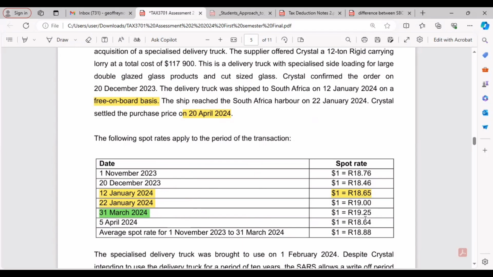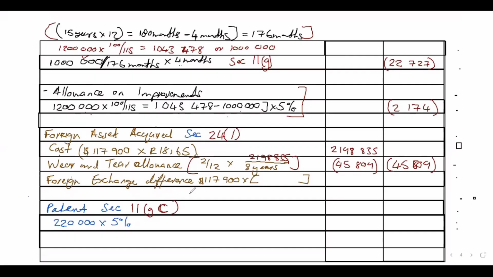Since you failed to pay on the FOB date, if you had paid at the end of the year, how much were you going to pay? 19.25 times 117,900. So in other words, would you have paid more or less? More. If you pay at the end, it would be more. In January, less. So that's where the foreign exchange difference comes from.